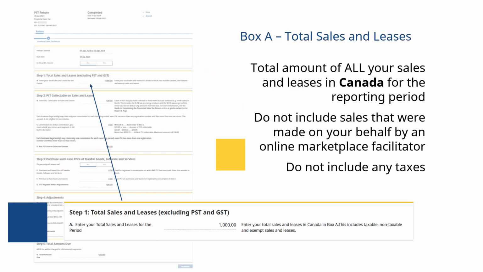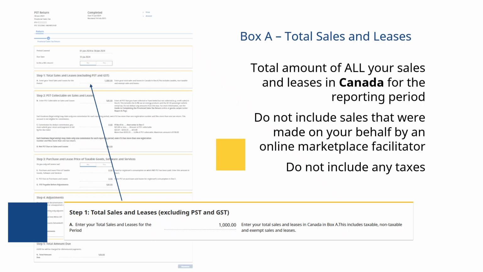For box A in step 1, you include the amount of all the sales you made in Canada only in your reporting period, whether they were taxable sales or not. It does not matter if you sold some goods or services that are non-taxable, you need to include all of your Canadian sales.